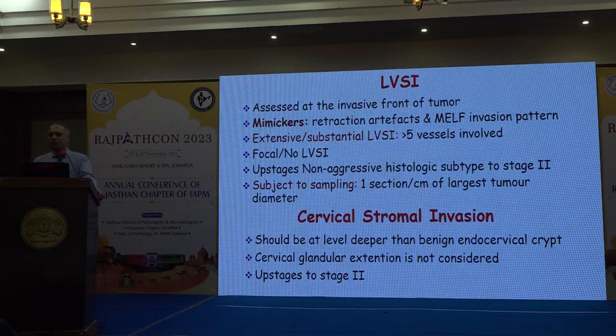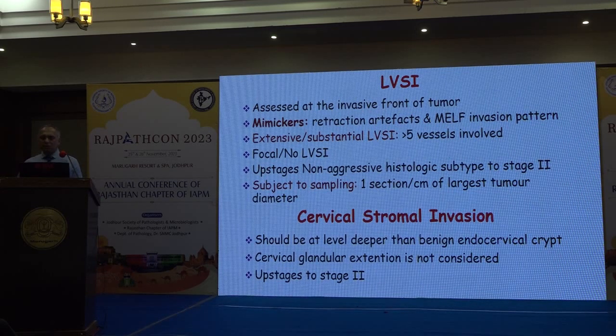LVSI is always assessed at the invasive front of the tumors. The mimickers are of course retraction artifacts, and the microcystic elongated fragmented pattern, which is very associated with aggressive type of endometrial carcinoma. You have to exclude these when you are considering something as LVSI. Substantial LVSI is defined as more than 5 vessels involved, whereas anything less than that is focal, and if none, then it is no LVSI. So this is subject to sampling. You should ideally take 1 section per centimeter of the largest tumor diameter, because the more sampling you do, the more likely you are to pick up LVSI.